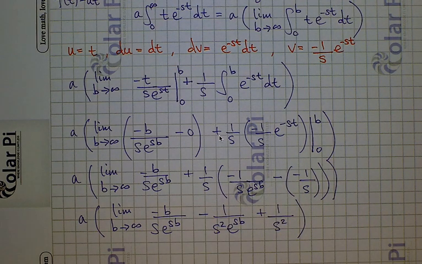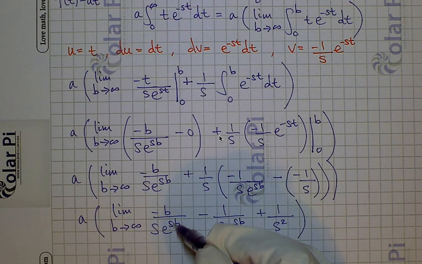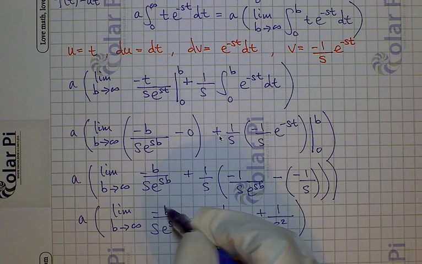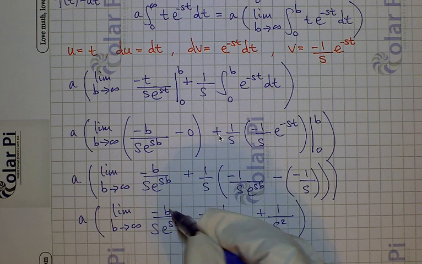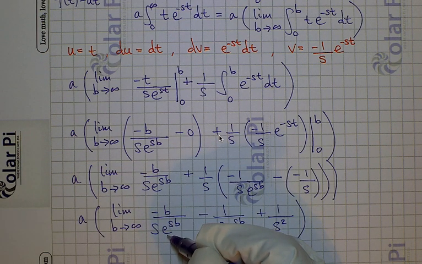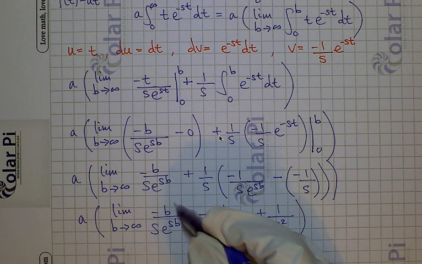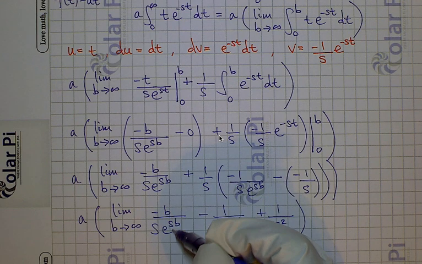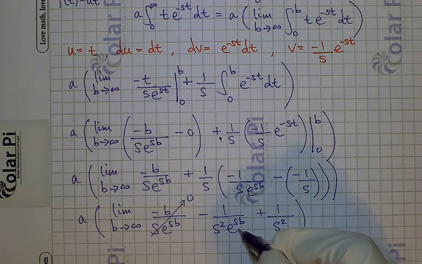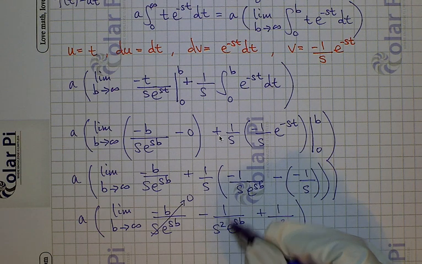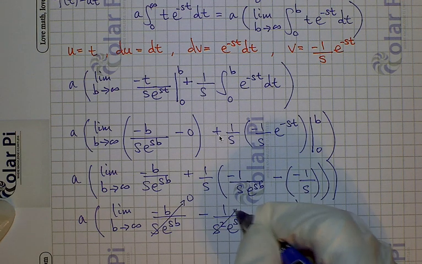Now, as we send b to infinity, notice that e to the sb is going to outgrow b here. If you ignore the negative sign for a second and look at the quotient b over s times e to the sb, as b goes to infinity, e to the sb is going to way outgrow just b, and therefore this goes to 0. And here, the denominator again is going to dominate the numerator, which is a constant 1, as b goes to infinity. So this goes to 0.